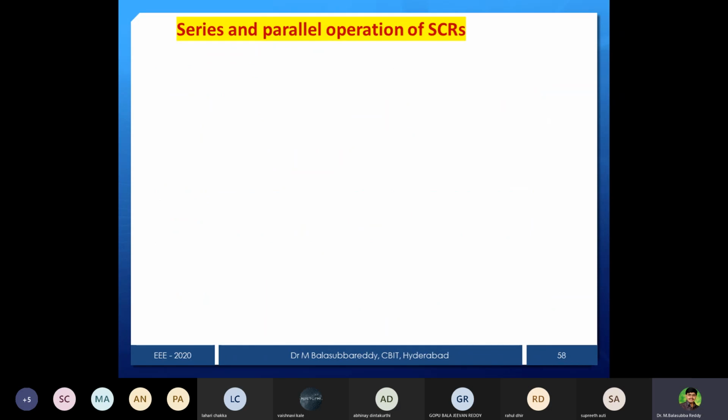These are the others. Whatever we discussed so far, we call protective mechanisms, in the previous class and today's class. Now we'll move on to the series and parallel operation of SCR. So why do we require series operation, and why do we require parallel operation?